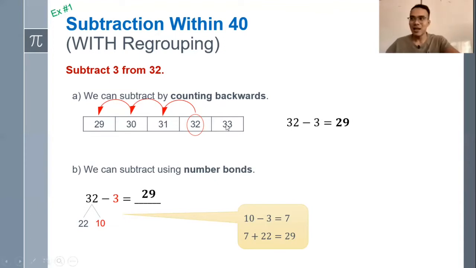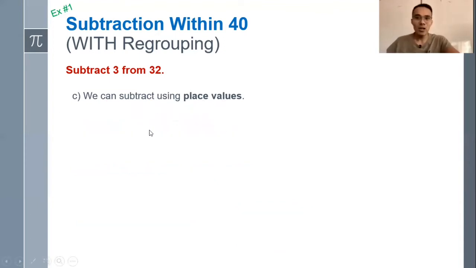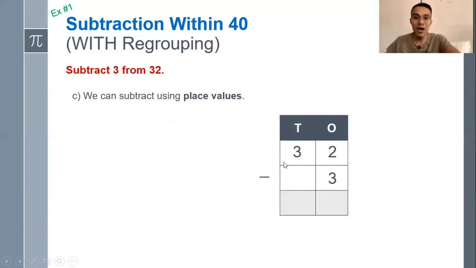All right, let's have method number 3. We can subtract using place values. You know already what is meant by place values. When we talk about place values, we're talking about the place value chart. And in the place value chart, we have the tens and the ones. What you are going to do is write the numbers in the place value chart properly. We have 32 and 3. Before we subtract these numbers, we need the help of our base 10 blocks.